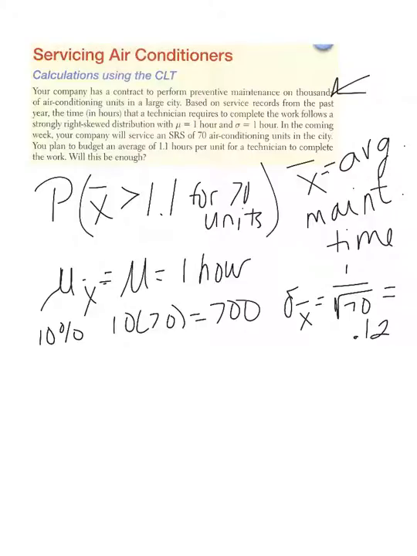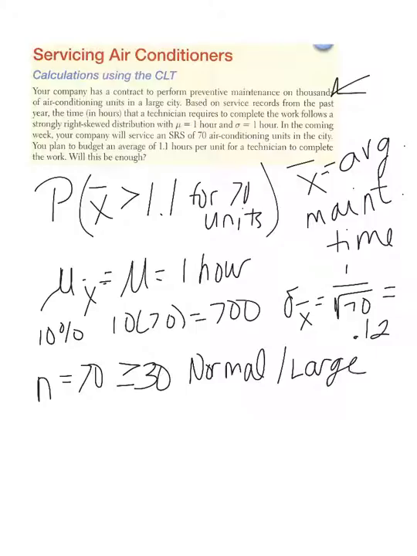Now, it says that I'm strongly right skewed. However, I have n equal to 70, which is greater than or equal to 30. So my normal or large samples condition is being met. This again is that central limit theorem that we just talked about, but this terminology, normal to large sample conditions, is one you will also see, so we're going to start using it some too.